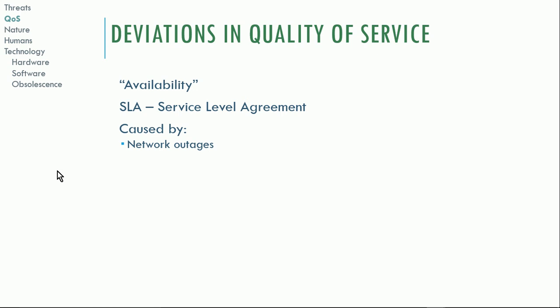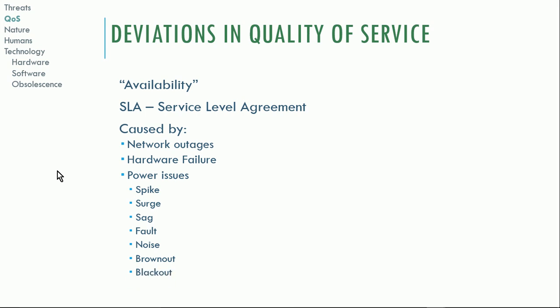So deviations in quality of service could be caused by network outages, hardware failure, power issues. The electricity goes out. You could have spikes in electricity, surges, sags, faults, noise, brownouts. Your book talks about a lot of these, and we're going to talk about those in much more detail when we talk about environmental and physical security later on. And of course, blackouts. And everything else that could cause some downtime in the service that you're offering your users. So again, that's quality of service.